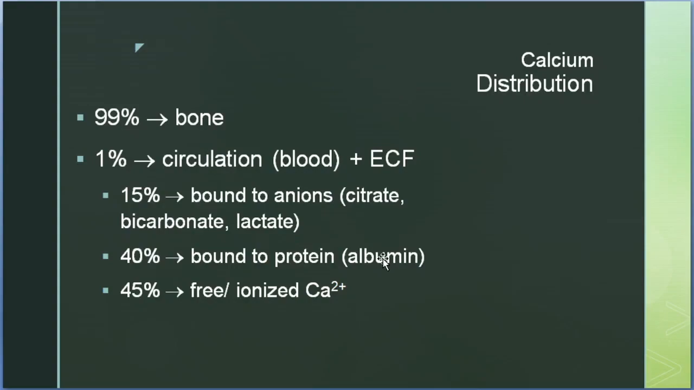So your calcium, 99% of this is actually found in the bone. 1% is found in the circulation and in your extracellular fluid. 15% of your calcium is bound to anions, to your citrate, bicarbonate, and lactate. And 40% is bound to your protein, most specifically in your albumin. Only 45% is free or ionized calcium.